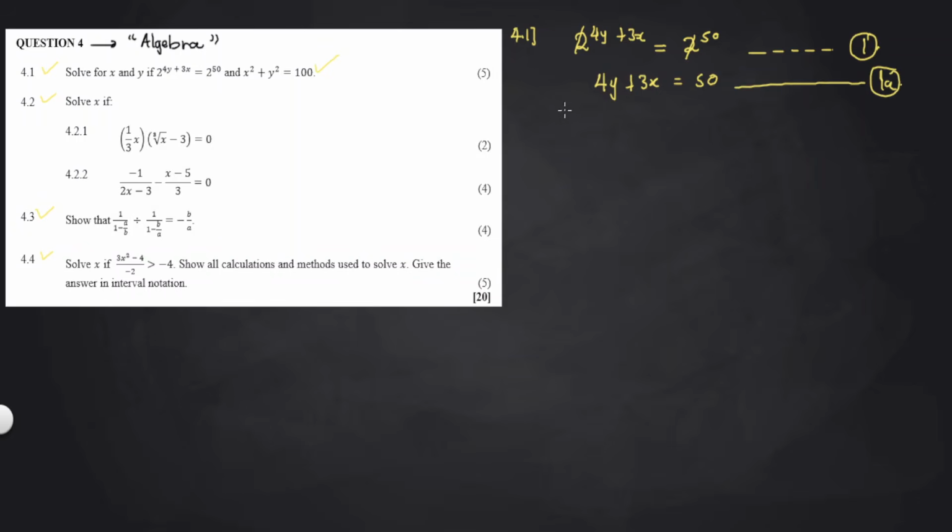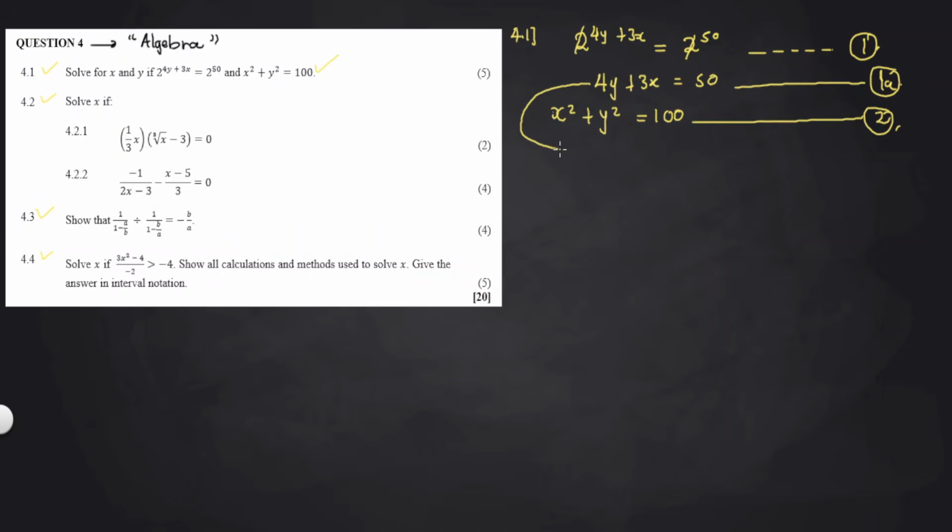Alright, so let's have another equation, x squared plus y squared equal to 100. Let's call this equation 2. So we have 2 equations, 1a and 2. What we can do is find a third equation. That third equation we substitute into one of the 2 equations and work out one variable. The third equation is calculated by making one variable the subject of the formula. So I'm going to take equation 1a and make x the subject of the formula.